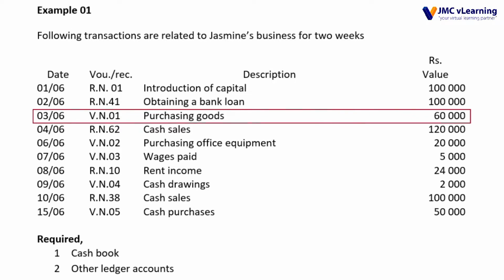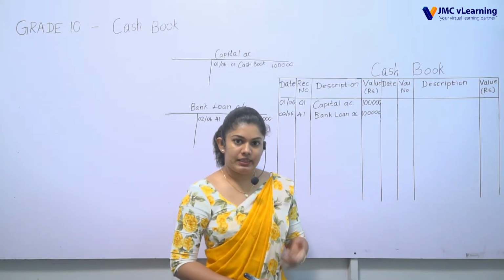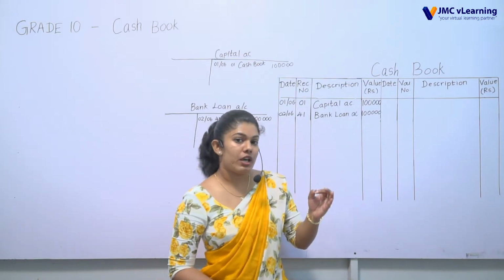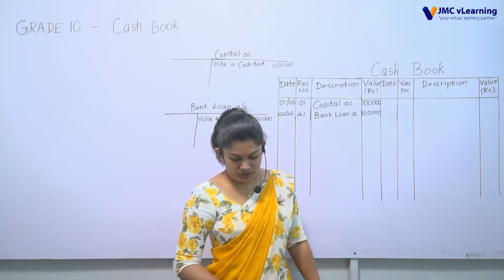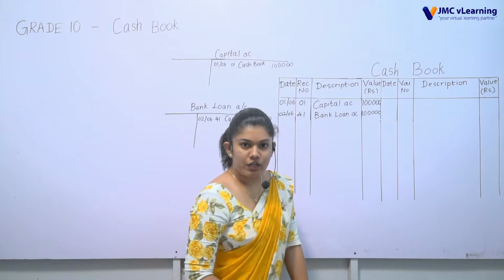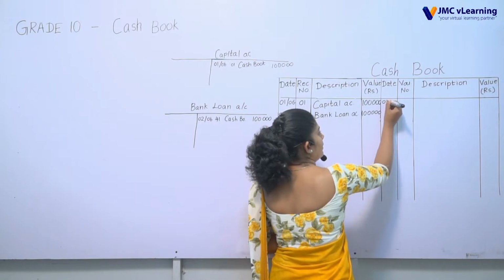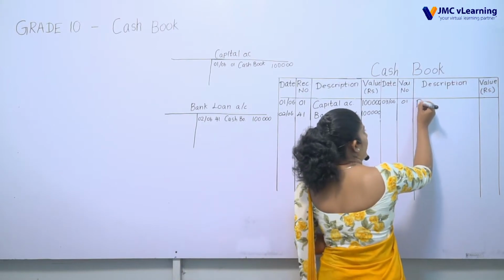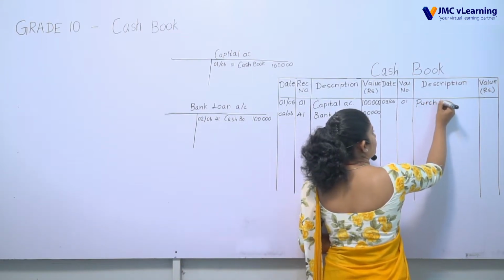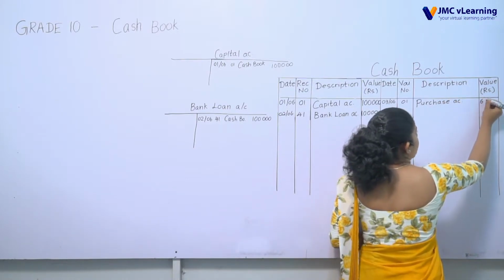3rd of June, purchasing goods, 60,000, voucher number 1. Purchasing goods is an expense. Therefore, 60,000, voucher number 1, and we have to record it in the credit side. The transaction took place on 3rd of June. Therefore, you have to put the date. 3rd of June, voucher number 1, purchase account, amount 60,000.